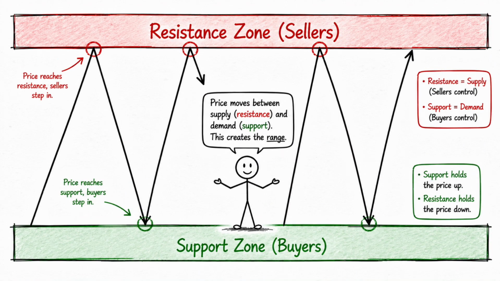11. Support and resistance. Now let's go back to one of the simplest and most powerful ideas in trading: support and resistance. Support is an area where buyers have previously stepped in. Resistance is an area where sellers have previously stepped in. But don't think of them as perfect lines. Think of them as zones.